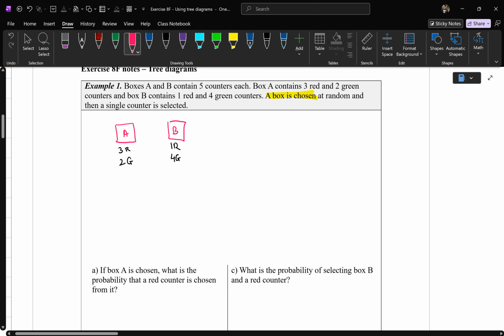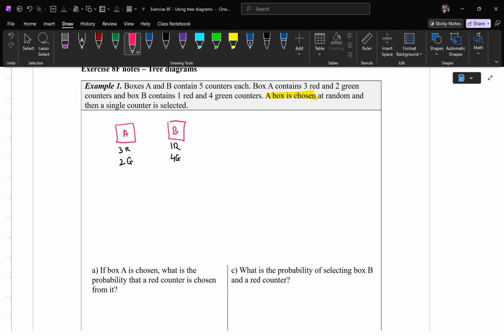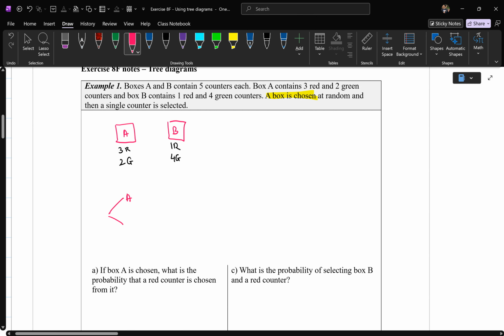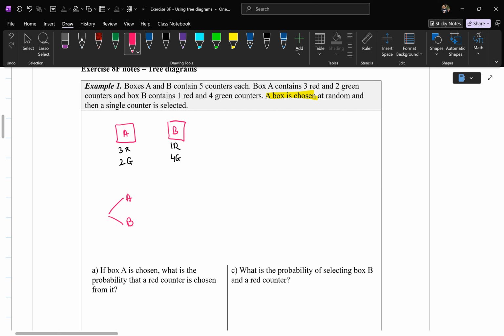So, if box A is chosen, what is the probability that a red counter is chosen from it? This is a pretty straightforward scenario because only 1 box is chosen. So if it's 1 box, you can either get A or you can get B. If you chose A, you could get either a red or a green. If you chose B, you could get a red or a green. Can you see how I'm using a tree diagram to illustrate the scenario? So there are 2 choices. You have to pick a box, and after you pick a box, you then have to pick a counter.